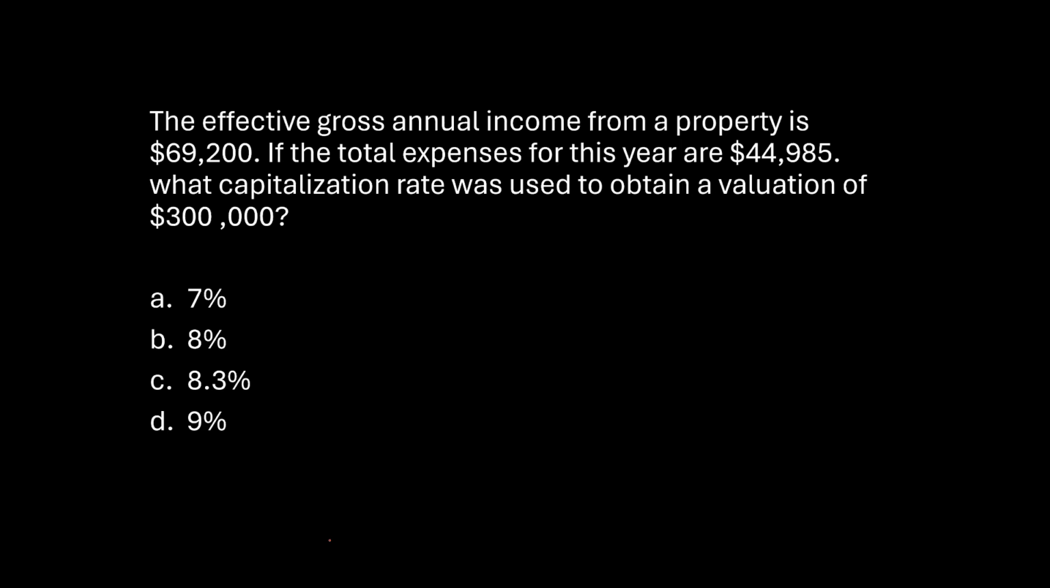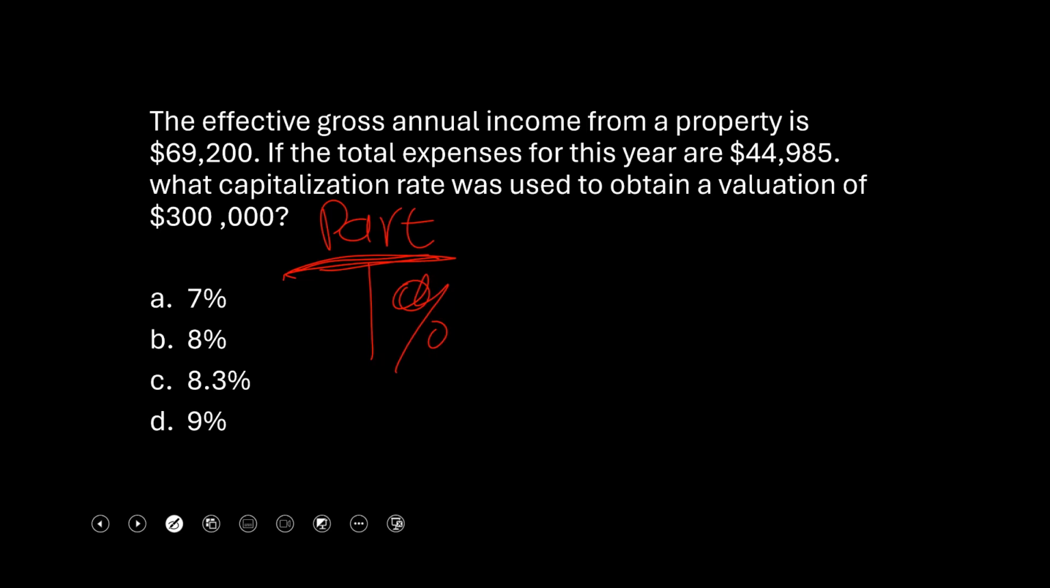If you remember the formula, I'm going to use a T diagram to explain this. I don't know if you guys are familiar with this T diagram, but the part goes on the top, the rate goes on the right, so this is a percentage, and then the whole goes on the bottom. If we're trying to find the part, it would be whole times the rate. If we're trying to find the rate, it will be part divided by the whole. And if we're trying to find the whole, it will be the part divided by the percentage or the rate.